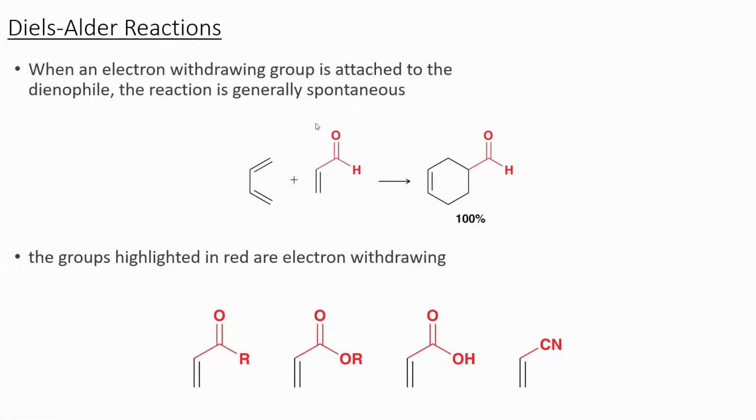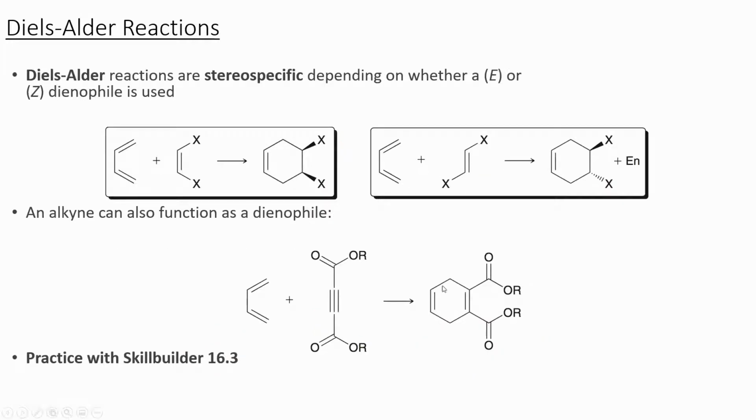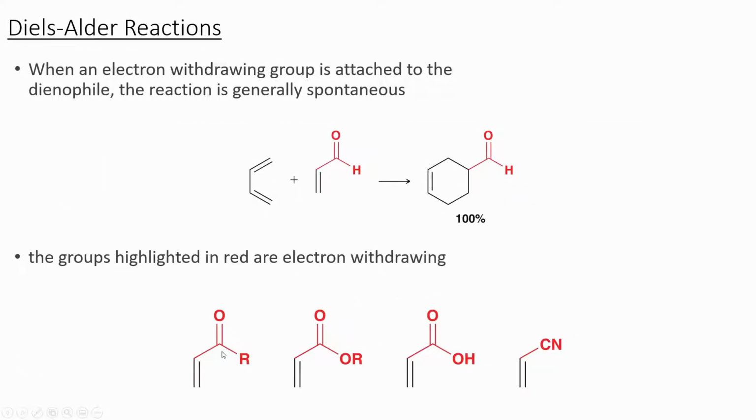When an electron withdrawing group is present on the dienophile, the reaction is going to occur spontaneously. Here are a few examples of electron withdrawing groups that are highlighted in red. For the most part, they're going to be carbonyl compounds. And remember, we have a resonance form on the carbonyl where we can move the electrons up to the oxygen and put a positive charge on the carbon. If we draw out an additional resonance structure, we can see that we can move the electrons on the alkene up to this carbon as well and form a positive charge on this terminal carbon.